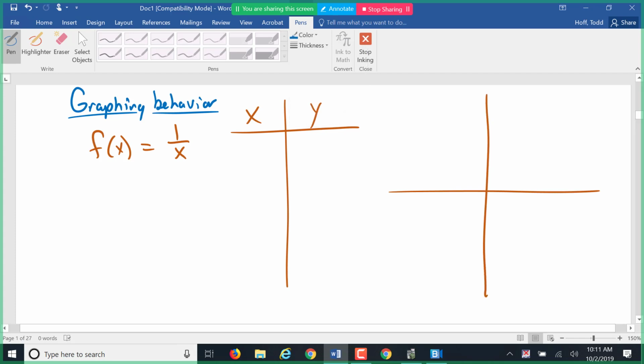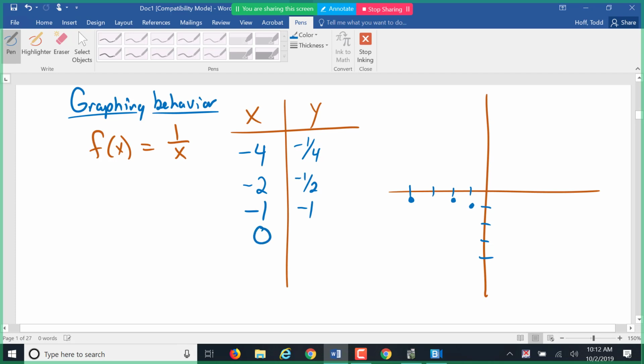If I put in negative 4 for x, y is negative 1/4. So negative 4, negative 1/4 is right there. If I put in -2 for x, y equals -1/2. If I put in -1 for x, 1 divided by -1 is -1. So that's at -1, -1 right there.